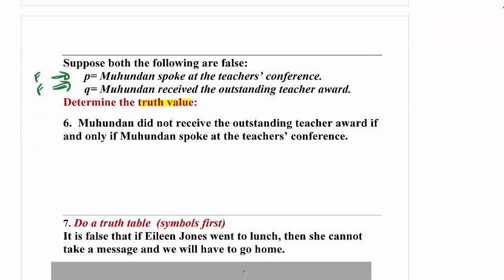So looking at this one, again, let's circle our words. The word not, if and only if. The way I will do this one, and you have to look at your words up here, is: receive the outstanding teacher award. That is my first simple statement that I have here. But if I look up, we've already defined that to be Q, and there's a negation. So negation of Q, if and only if, which is a double arrow, Muhammad spoke at the teachers' conference, which is P.